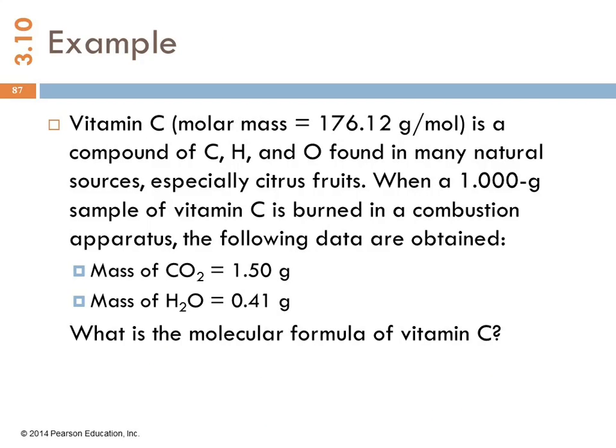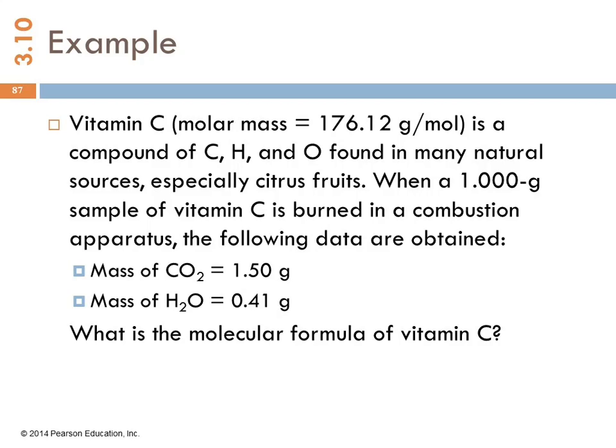So vitamin C, here we've got its molar mass, contains carbon, hydrogen, and oxygen. It's found in a lot of natural sources. A 1 gram sample gets burned in a combustion apparatus, and we get the following data: the mass of CO2, the mass of water, and we're asked to find the molecular formula of vitamin C. This is not a trivial problem. There's a lot of different things that we have to do, but it's not impossible either.